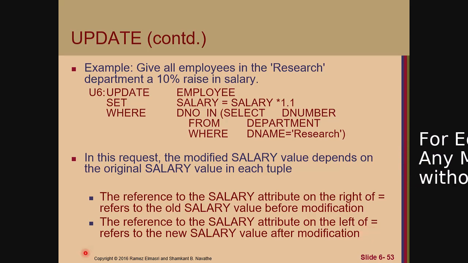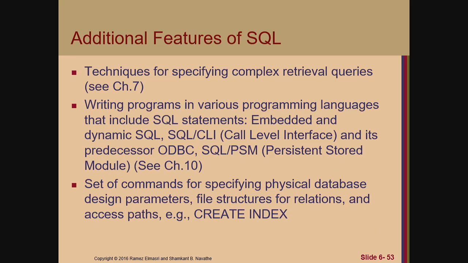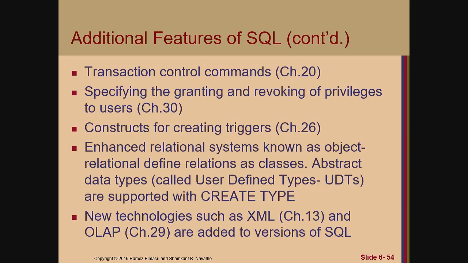The left of the equal sign refers to the new salary value after modification. Actually, if you are a programmer, you can understand that the left variable will equal the value from the right. The right is the value that we want to assign to the left variable, right? It's like a programming language. The other features, maybe you don't have to worry about a lot, because they are features of SQL that are quite high level. You can skip them for now.